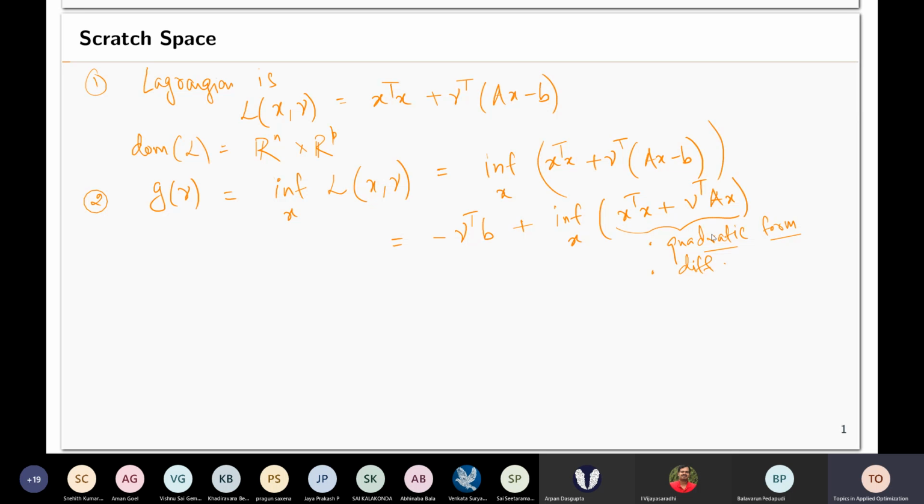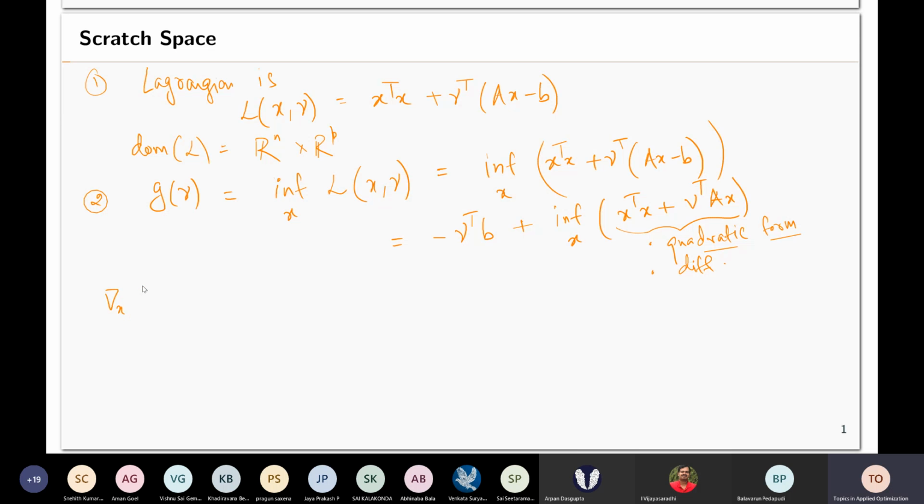Okay, quadratic functions, or polynomials, are infinitely many times differentiable, right? So we know how to find the infimum of this. In terms of L also we can write it. To find the infimum, we can take the partial derivative, the gradient of this with respect to x, and equate it to 0, right?